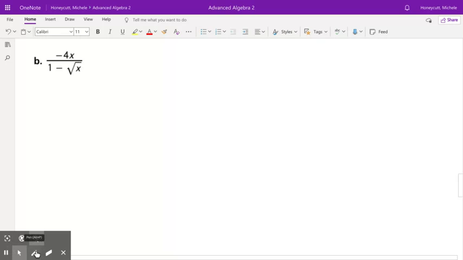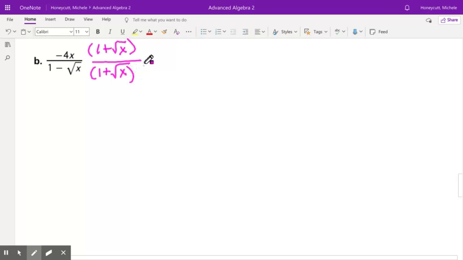Let's do another example with variables this time. So I'm going to follow the same procedure. I'm going to multiply by the conjugate. So I'll change this minus in the middle to a plus. So I'm going to multiply by 1 plus the square root of x over 1 plus the square root of x. So let me grab another color.